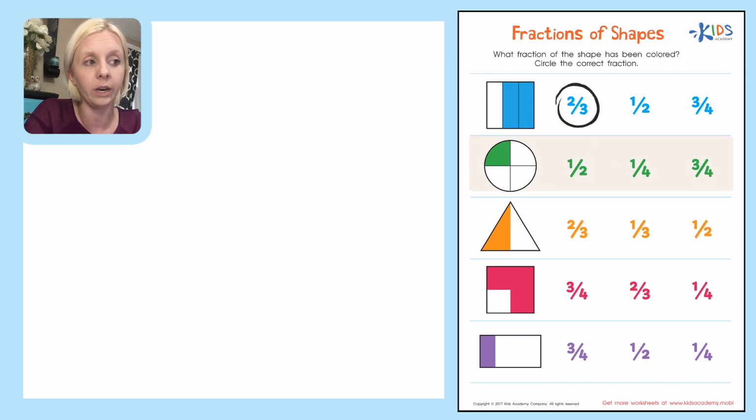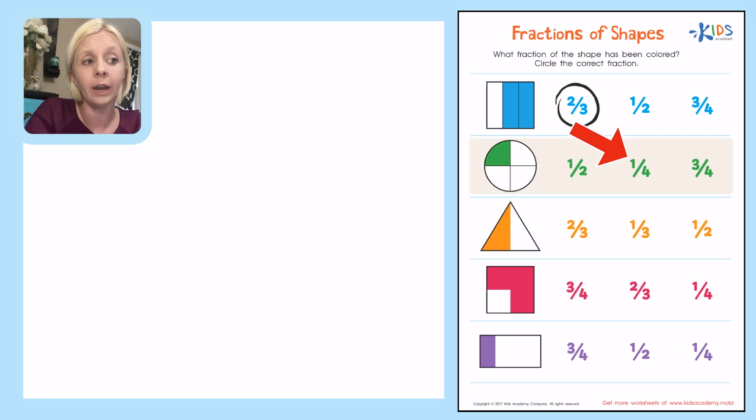The next one is a circle, and the circle, we can already tell how many parts it's divided up in because they've drawn the line out for us. So we have 1, 2, 3, 4. So whatever the answer is going to be is going to have a 4 at the bottom, okay?